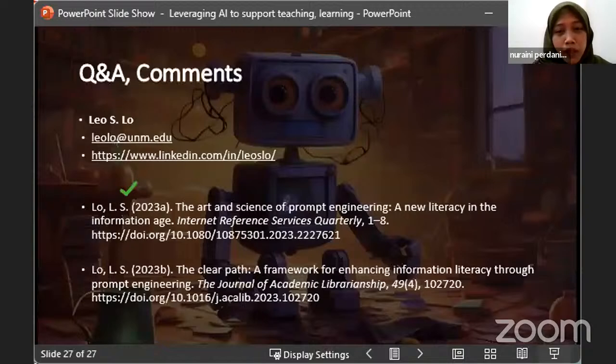Okay, Prof. Leo, we have Rizky Destrianto. He asks about, in the context of academic research, if we use generative AI tools such as ChatGPT or BARD, do we need to acknowledge it or treat it just as a tool like other research aids without citing or acknowledging it? So what's your opinion on this matter?